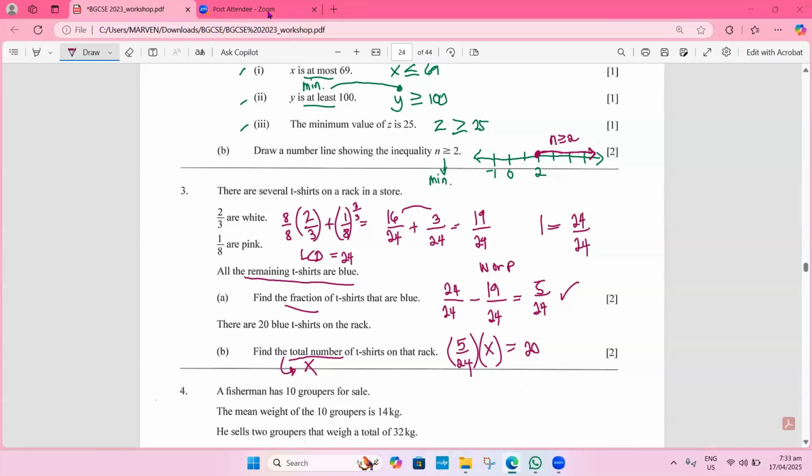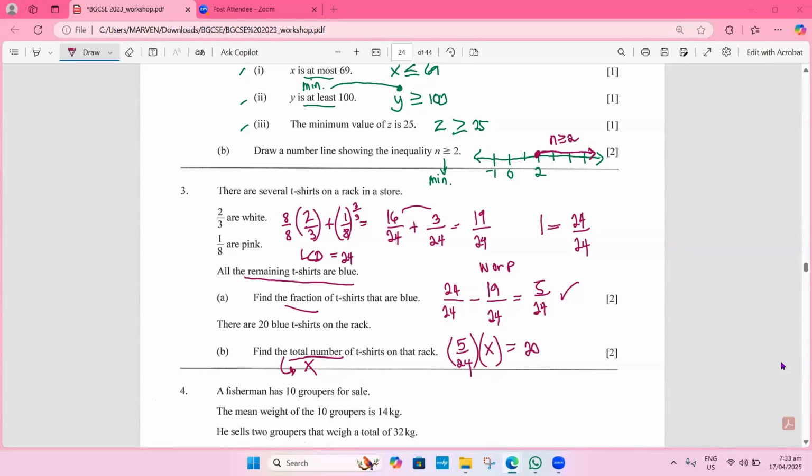I want to know if you understand how we create the equation. Do you have any question how we formulated the equation for letter B? Okay, let us continue.